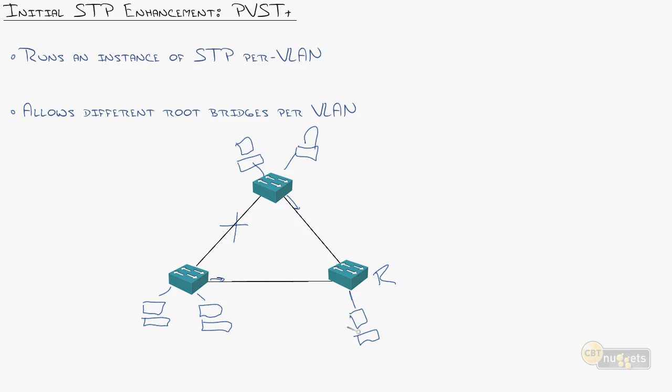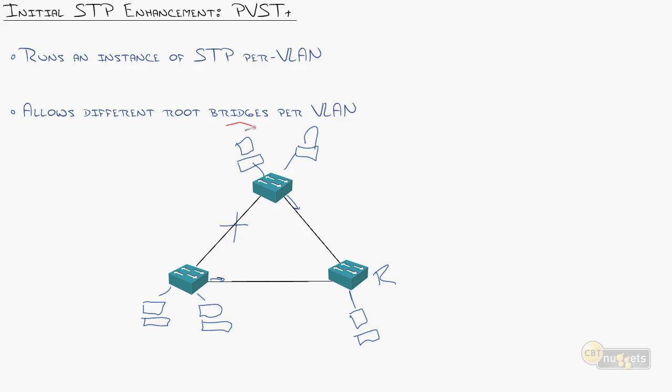So Cisco looked at it and said, well, we can do better. And they came out with per VLAN spanning tree. As a matter of fact, out of the box, this is all Cisco devices run, is the per VLAN spanning tree. And what it does is instead of just having one spanning tree process running on the switch, it actually creates a spanning tree process for every single VLAN that you have. Let me give you an example.